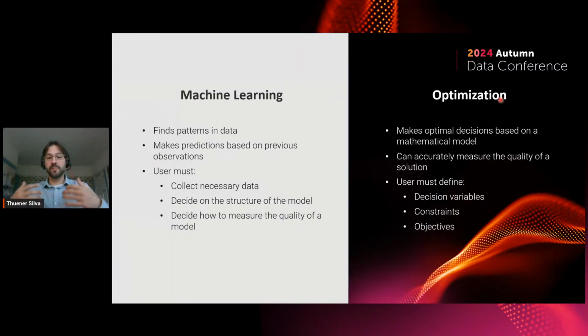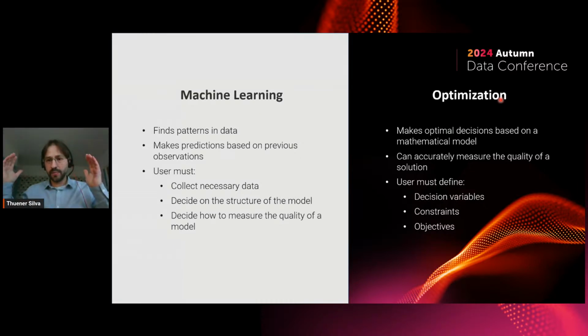But let me explain a little bit. I gave very bold assumptions here. Let me explain how machine learning and optimization can work together in order to deliver this. Machine learning is the way that we find patterns in data, right? So you make predictions, you do sentiment analysis, you do classifications. That's what machine learning does.